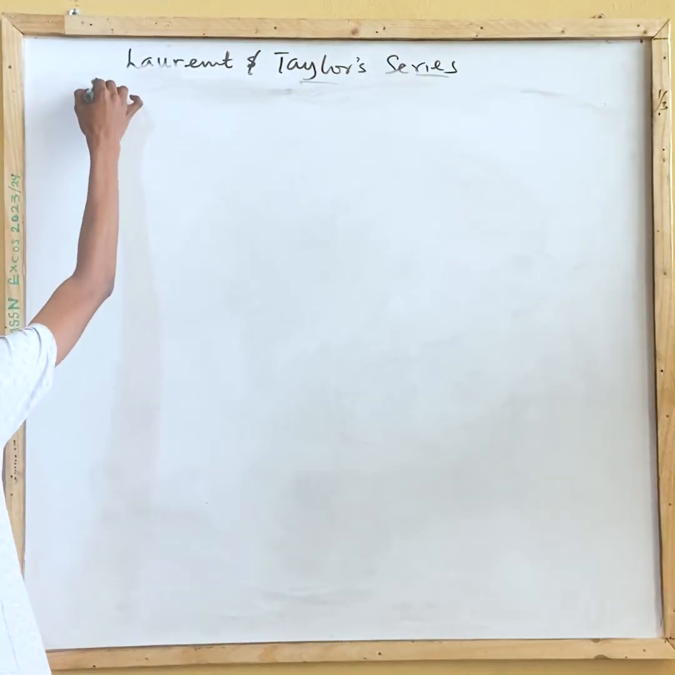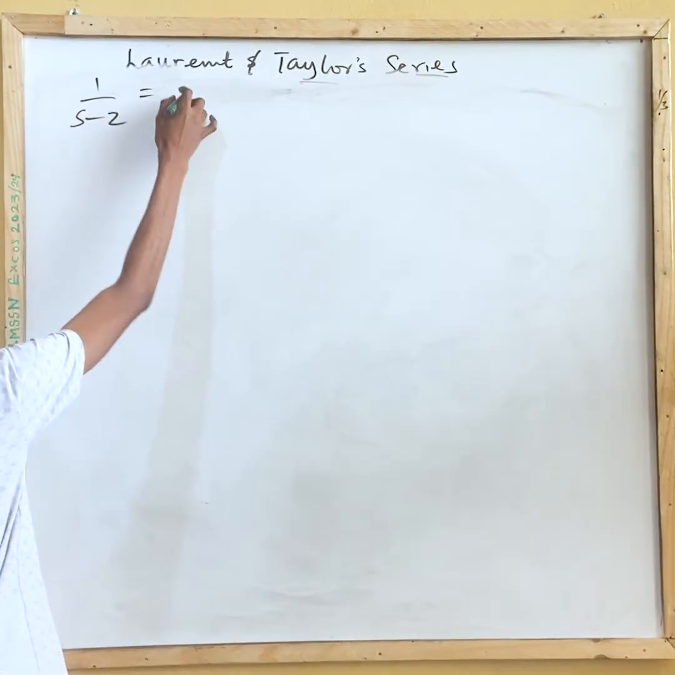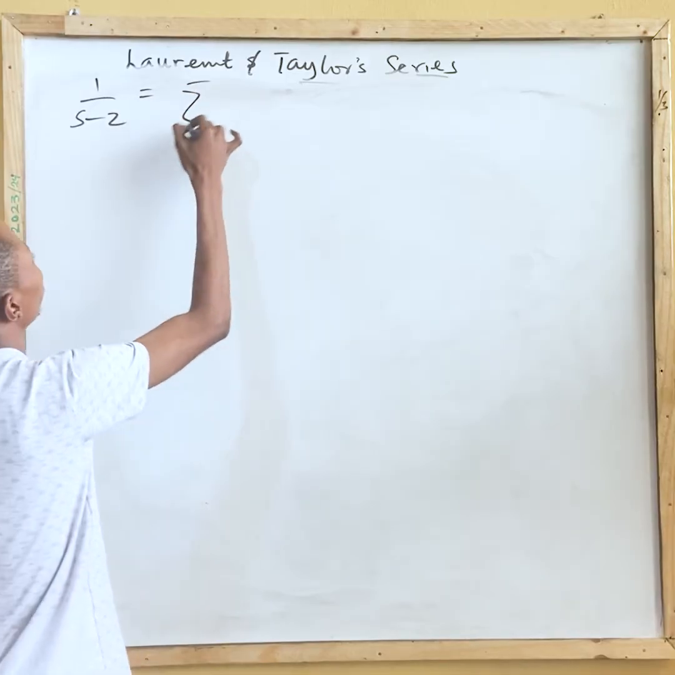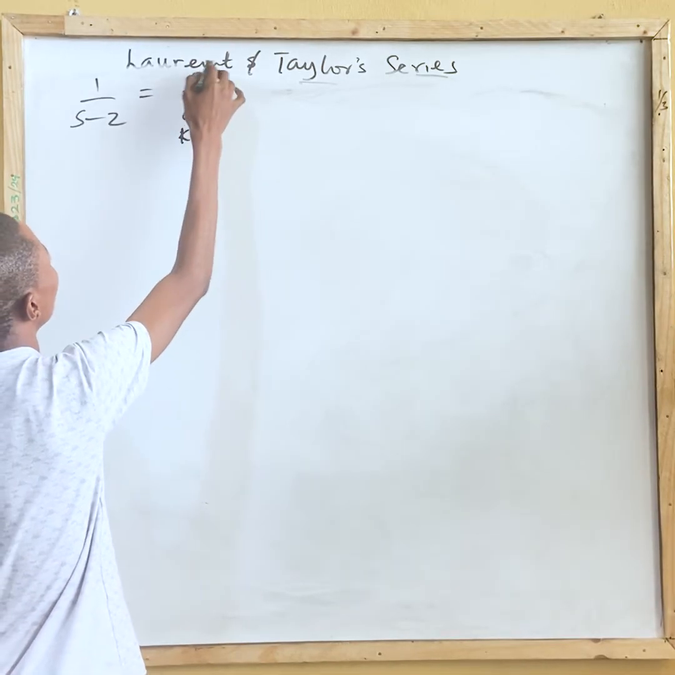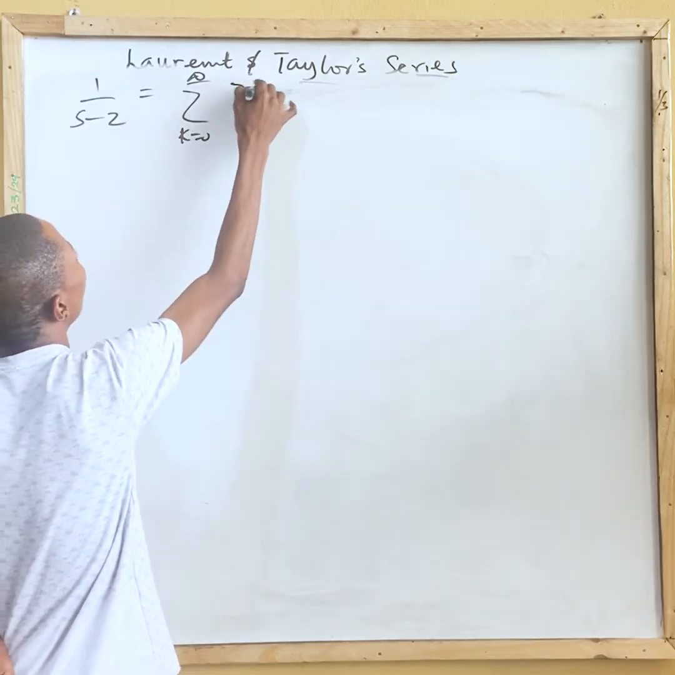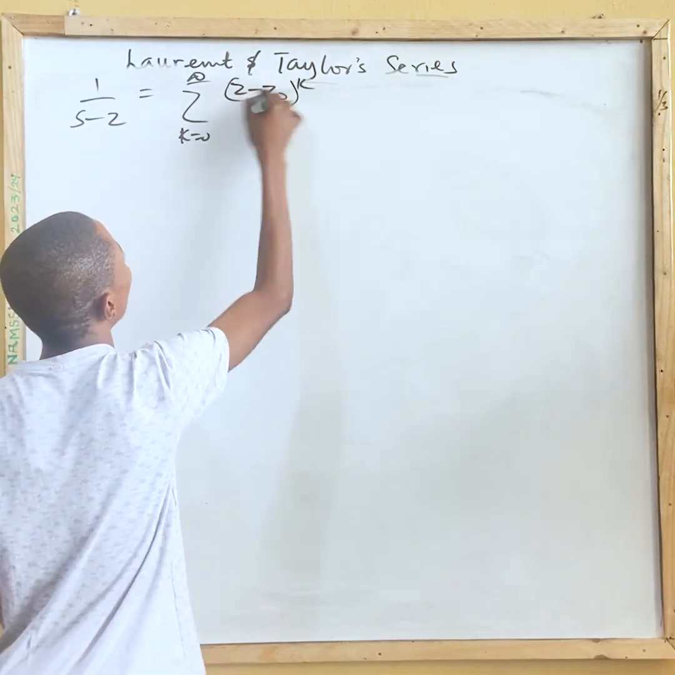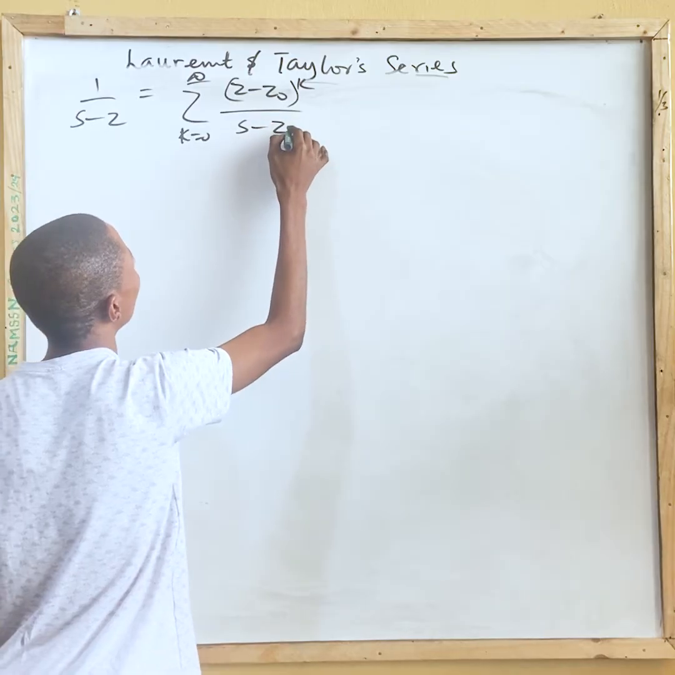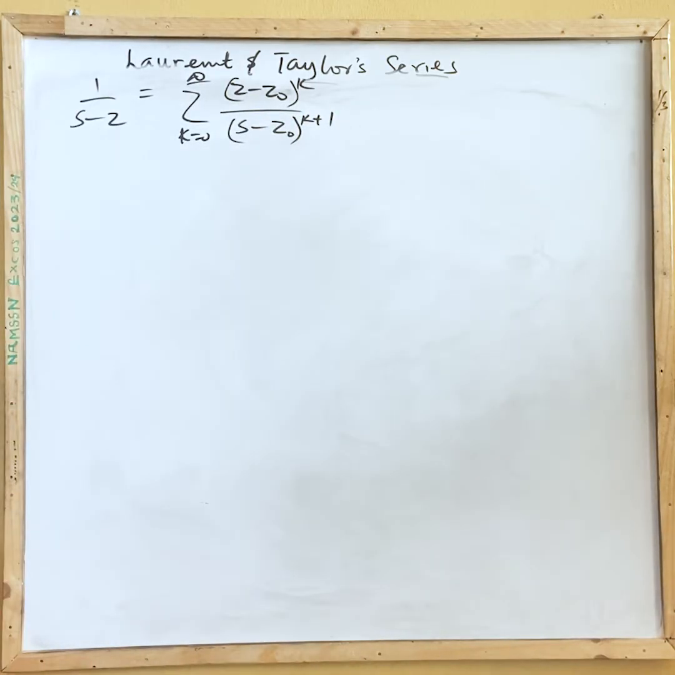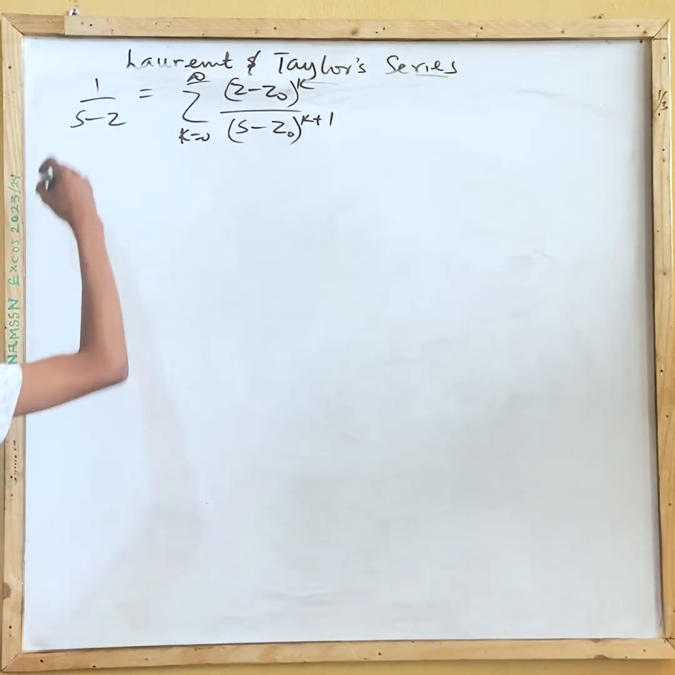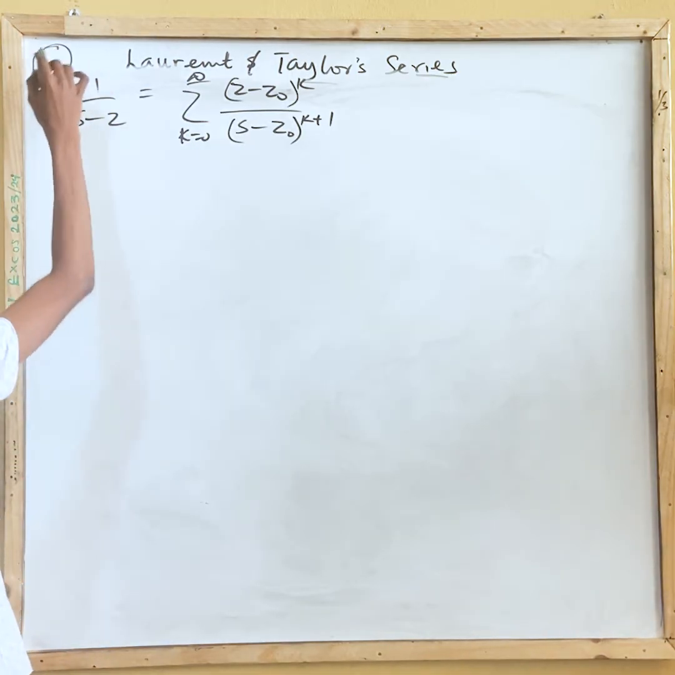So we are having 1 over s minus z equals the summation, k starts from 0 to infinity, of z minus z naught all raised to power k divided by s minus z naught raised to power k plus 1. So from here now, don't forget we are coming from a closed disk like this, a circle.